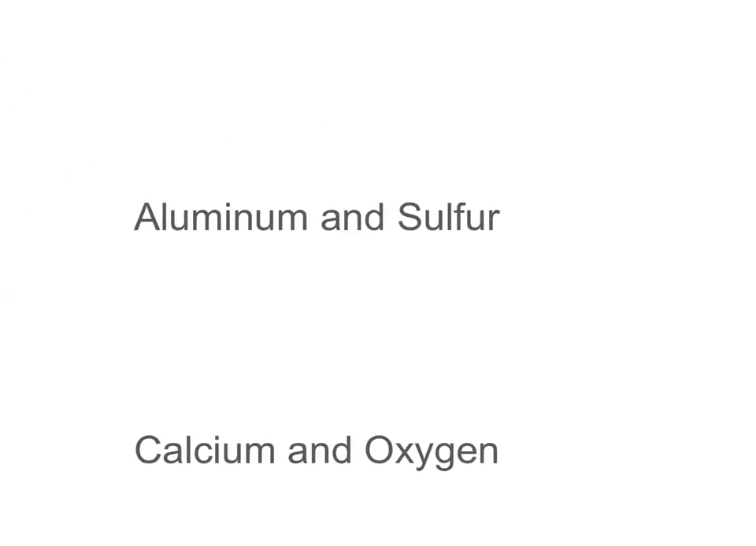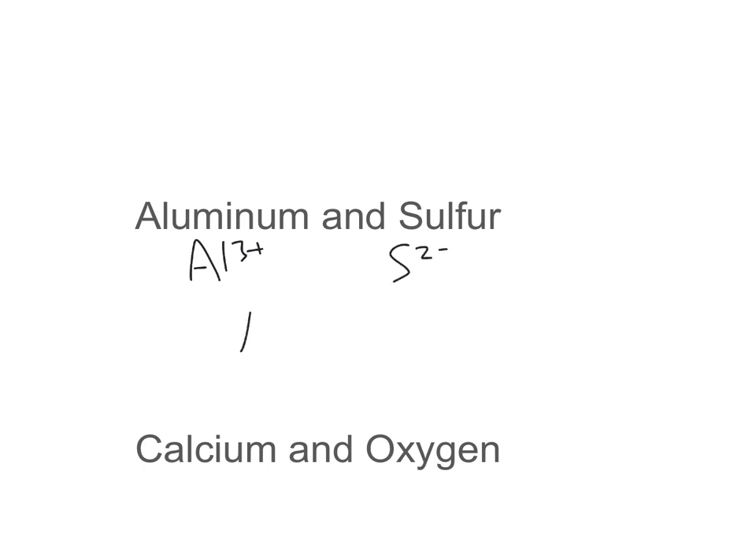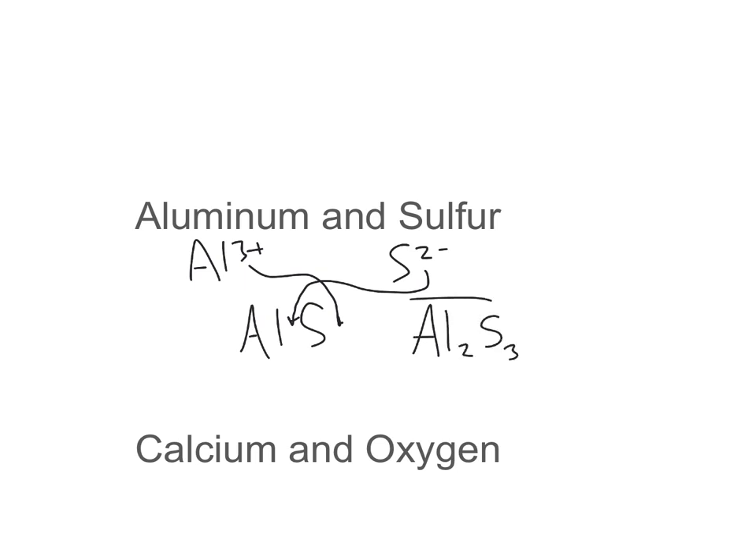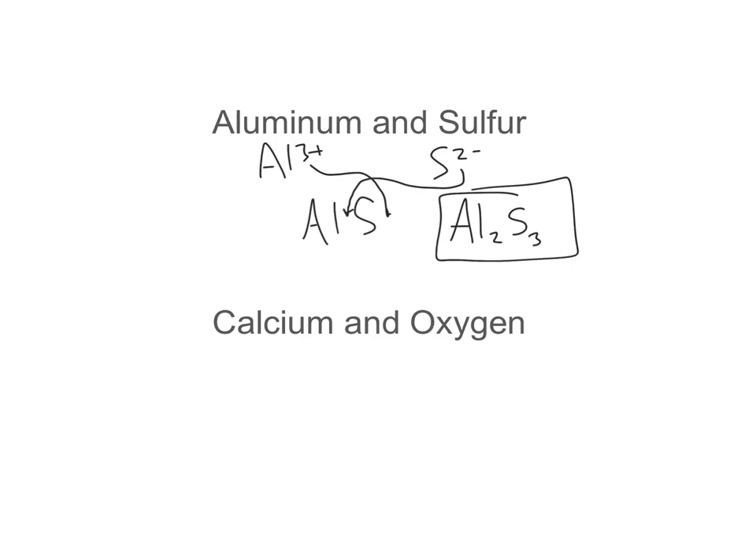Okay, so now we can do some more of these. My aluminum is a 3 plus charge. My sulfur is a 2 minus charge. Al S. My 3 is going to come down here and be the number of sulfurs. My 2 is going to come over and be the number of Al. Al2S3 is the chemical formula for this compound.